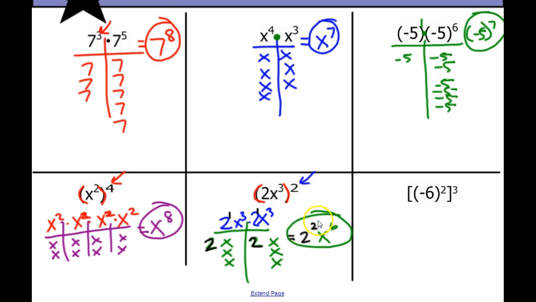Now if this is a small exponent like 1 or 2, you can just simplify it. 2 squared, or 2 times 2, is 4. And then there's still x to the 6.